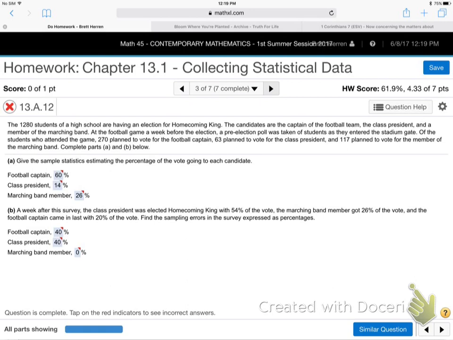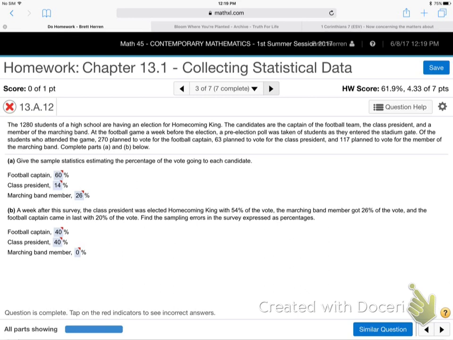So 1280 high school students are having an election for homecoming king. Do they do that? Do they have homecoming king? The candidates are the captain of the football team, the class president, and a member of the marching band. At the football game, a week before the election, a pre-election poll was taken of the students as they entered the stadium gate. It's called a straw poll.